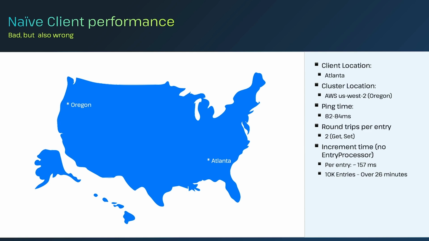When you start quoting response time in minutes, you're not in a happy place. So if we break that down for our 10,000 operations, it's roughly 156 milliseconds for each entry, which is actually not bad given the physics. My ping times to the region were in the range of 82 to 84 milliseconds, so getting 2 round trips in 152 milliseconds is actually better than we'd expect to achieve.